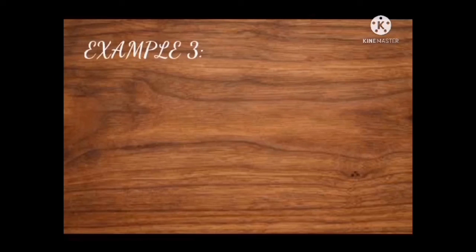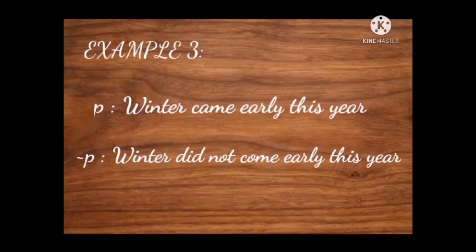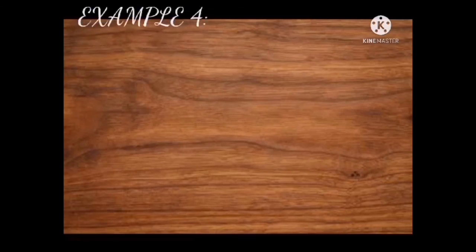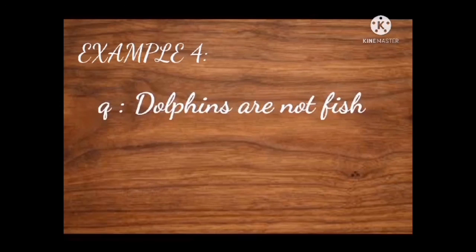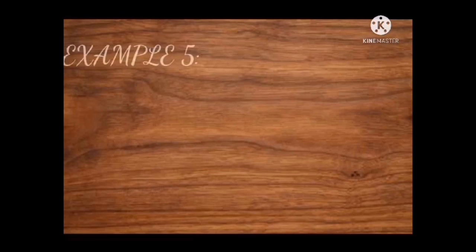Example number 3. Winter came early this year. This statement is a true statement. Therefore, our negation will be a false statement. Winter did not come early this year. Example number 4. Dolphins are not fish. In this example, this statement is a false statement. Therefore, our negation will be a true statement. It will be dolphins are fish.